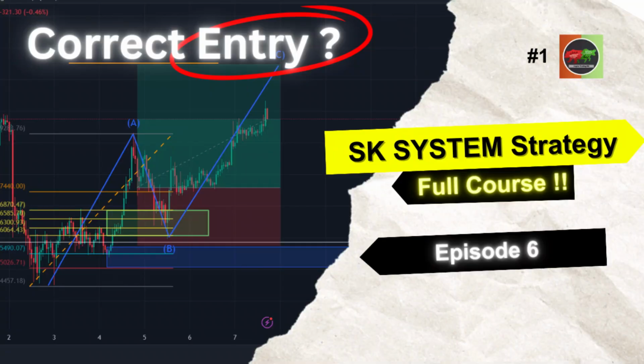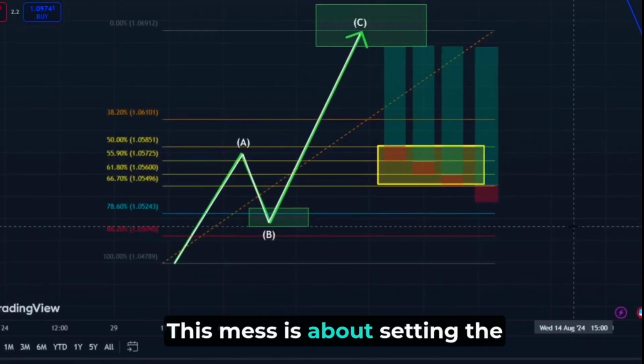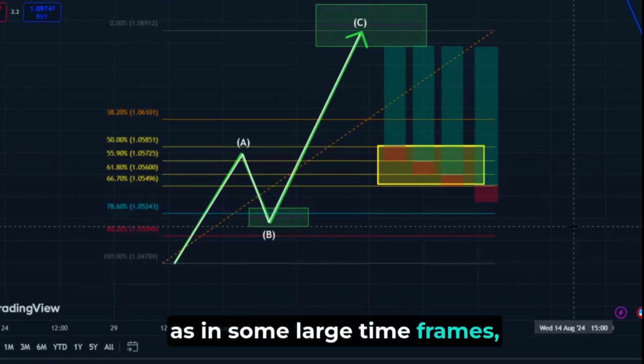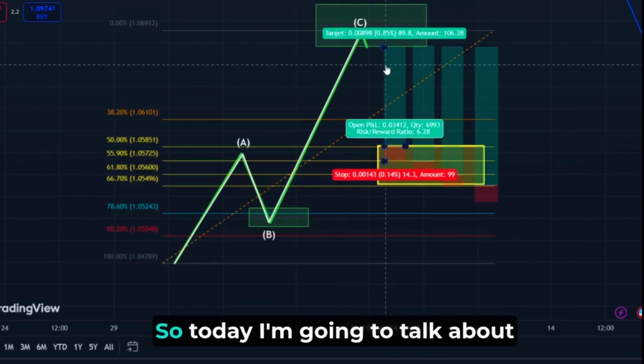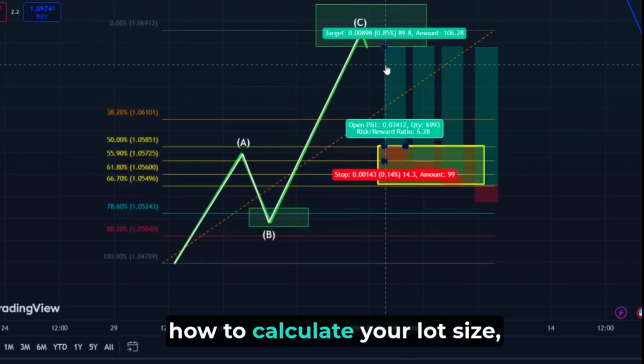But I noticed something important, and it's confusing many of my followers. This is about setting the take profit successfully and effectively, as in some large time frames the market often takes too long to reach point C. So today I'm going to talk about this point and give you some solutions and strategies, as well as how to calculate your lot size, risk-reward ratio, and so on.